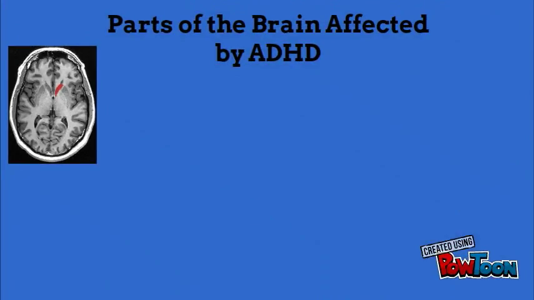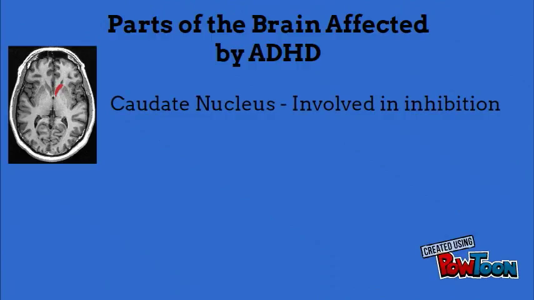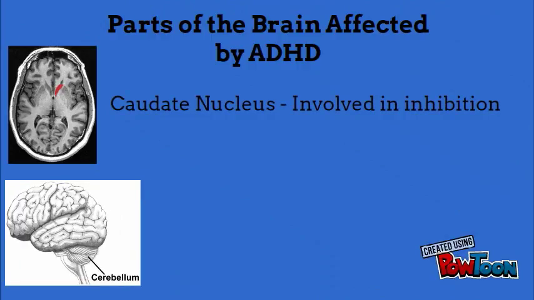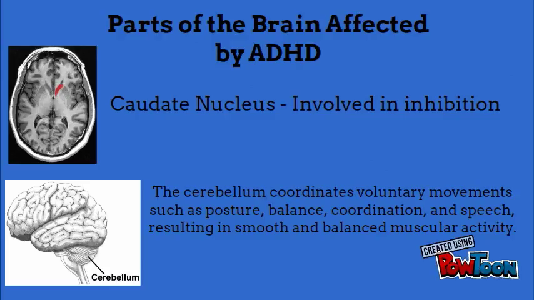The caudate nucleus involves inhibition, and the cerebellum coordinates voluntary movements such as posture, balance, coordination, and speech, resulting in smooth and balanced muscular activity.